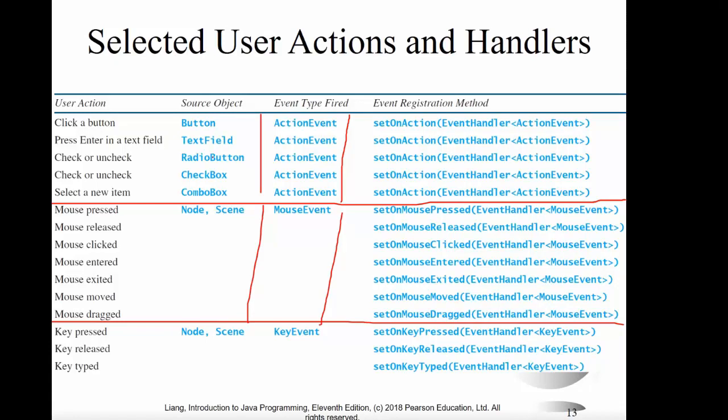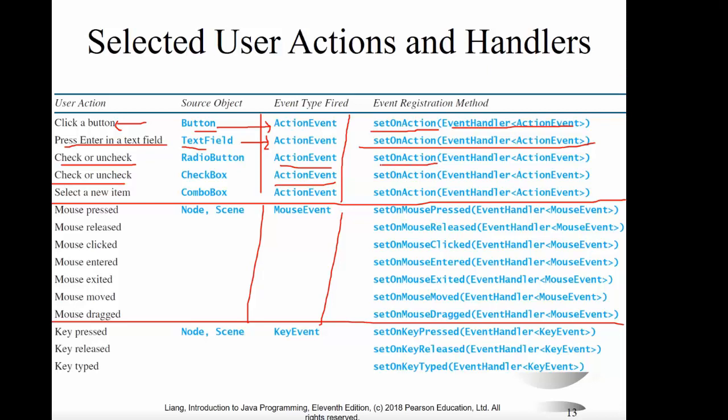Action events: when do they happen? If you have a button and someone clicks on the button, it fires an action event. How to listen to the action event? Set on action. You call the event handler. That's it. Okay, if you have a text field and someone presses enter, yes, the text field can fire an action event. How to call it? Set on action event handler. If you have a radio button or checkbox, you check it or uncheck it, it will fire an action event.